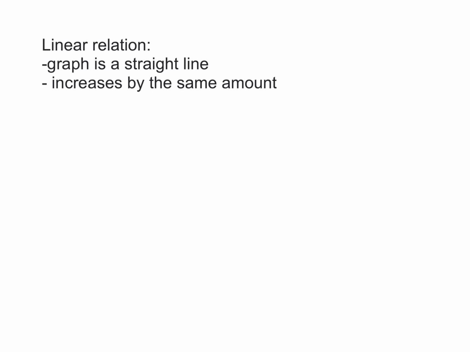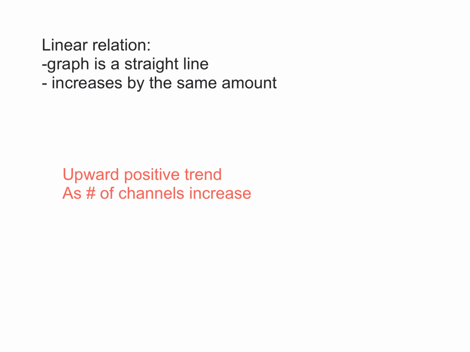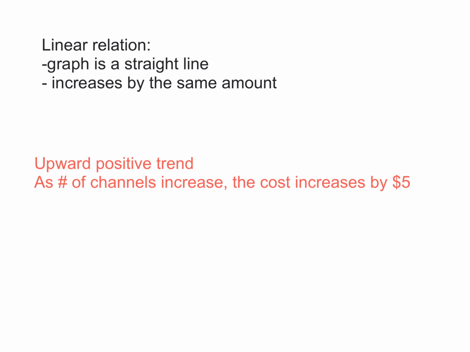Okay, so we'll describe the graph we just made, number of channels and cost. We can say it has an upward, copy this down please, for question C. Describe the trend: upward positive trend, and describe the relationship. As number of channels increase, what happens? Good. As number of channels increase, the cost increases, we can say by $5. But it doesn't start at 0, it started at 125 and then it increased by $5. That's how you would describe the relationship, okay?